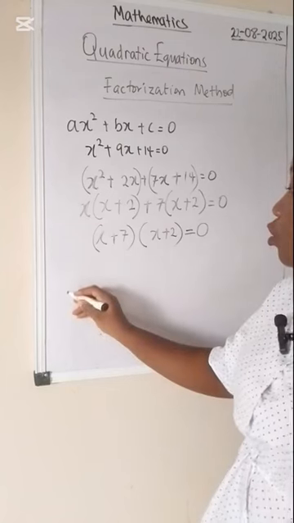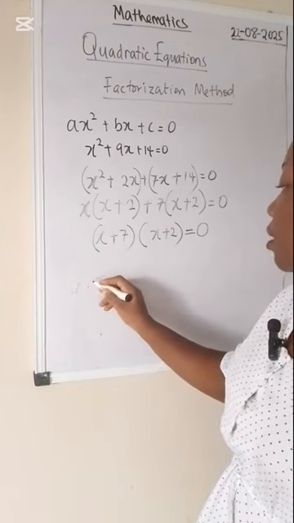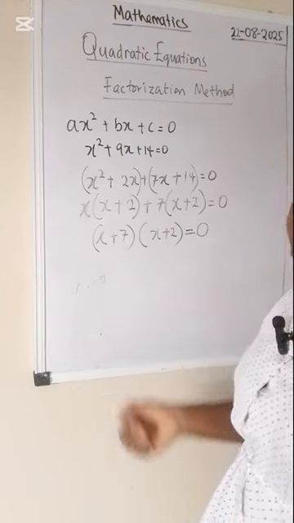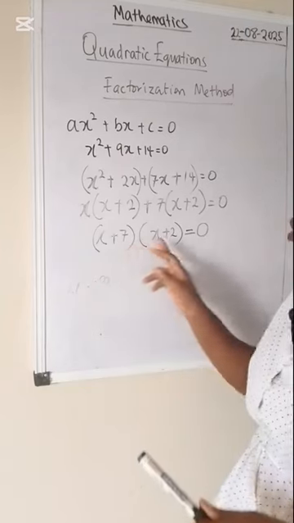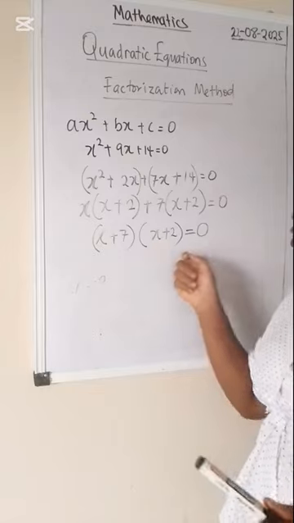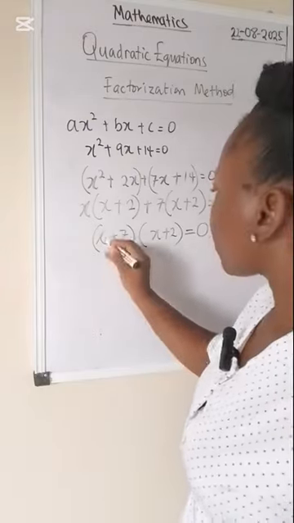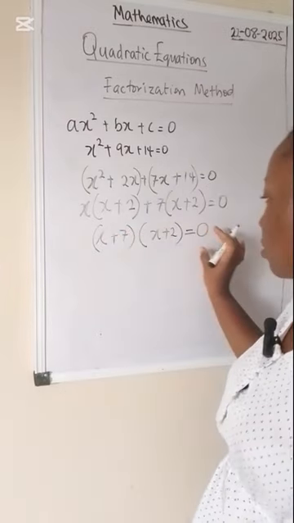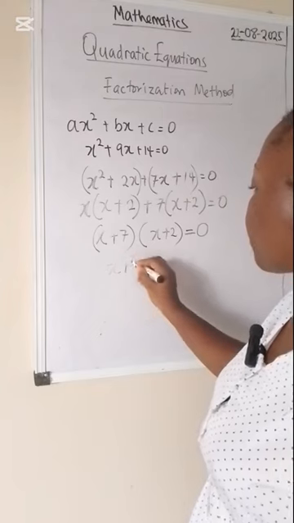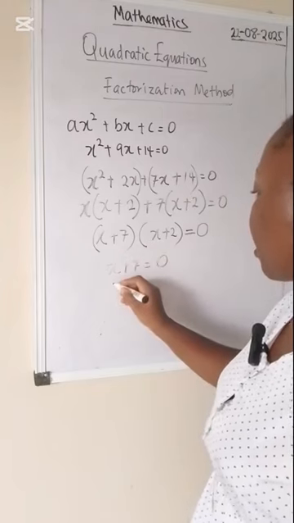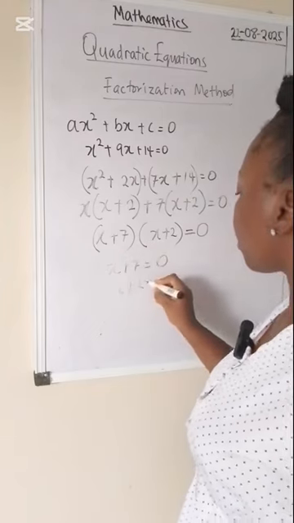It's like saying 2 times what will give you 0? Obviously, the answer is 0. So one of these must be equal to 0 for this to be 0. So we're going to find out which one. We're going to equate this to 0 and equate this to 0, so that we have x plus 7 equals 0, x plus 2 equals 0.